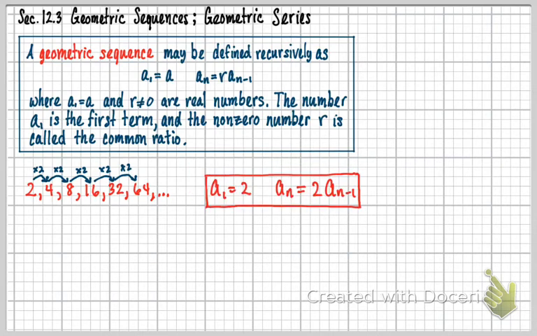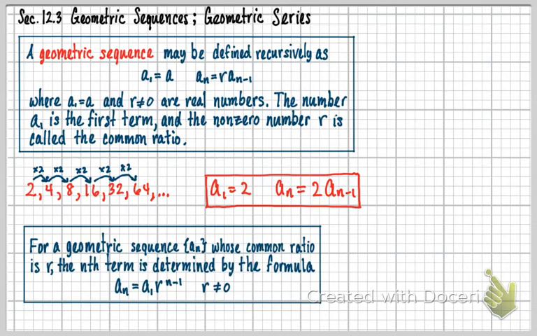So now let's take a look at the explicit form for this, because the recursive isn't one we generally use, but the explicit formula we will. And that's this formula right here. It says a geometric sequence An, whose common ratio is R, the nth term is determined by the formula right down here. So this is actually my explicit formula. I know R already, and I know A1 already.